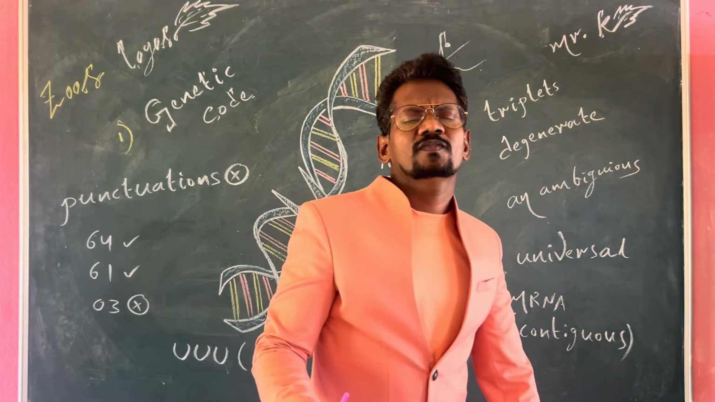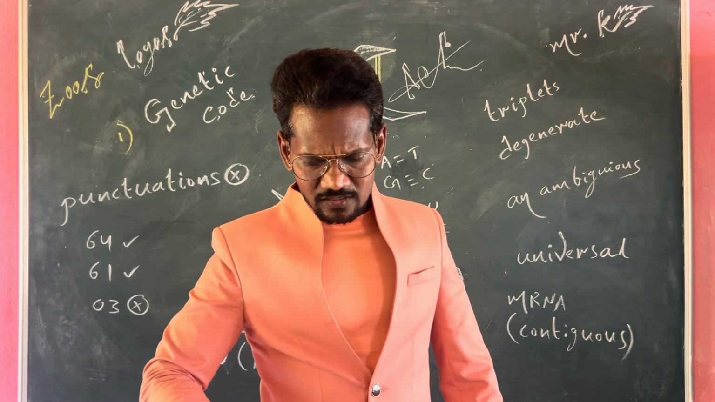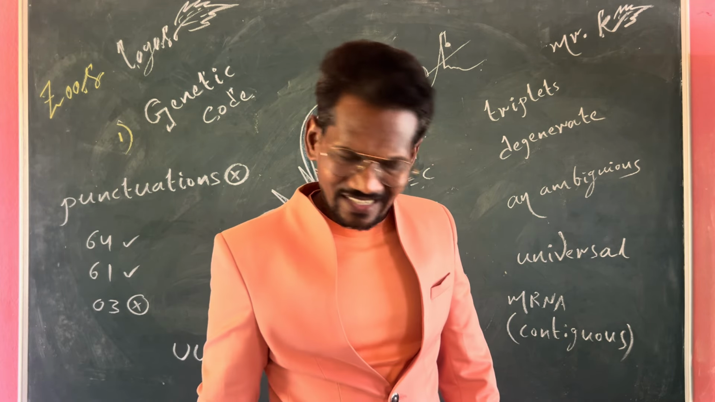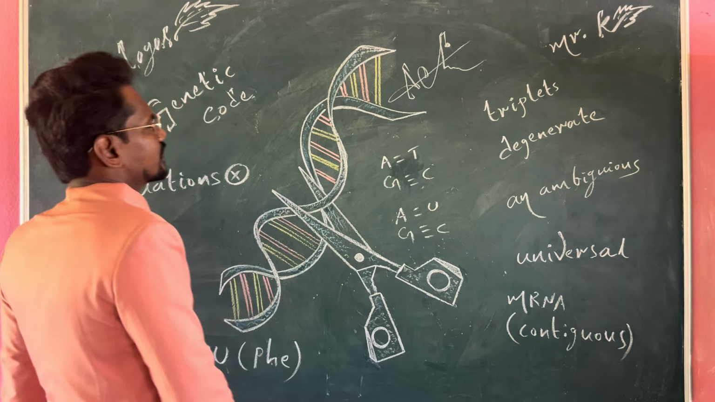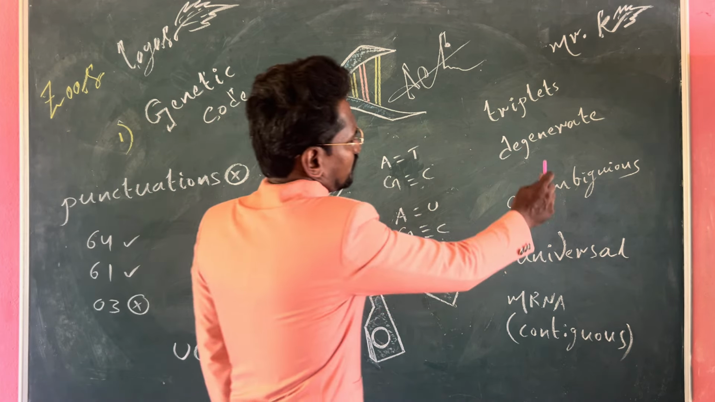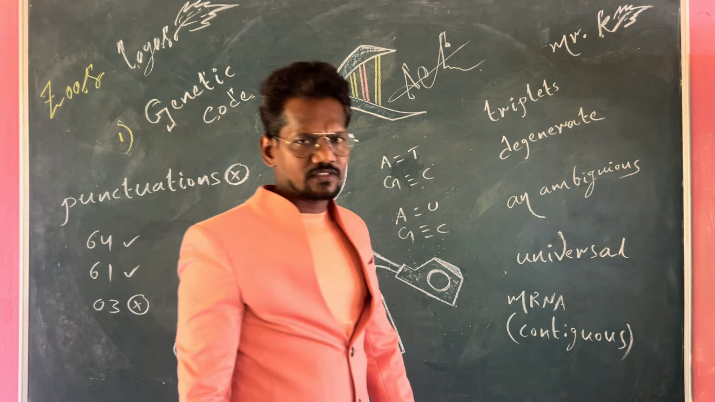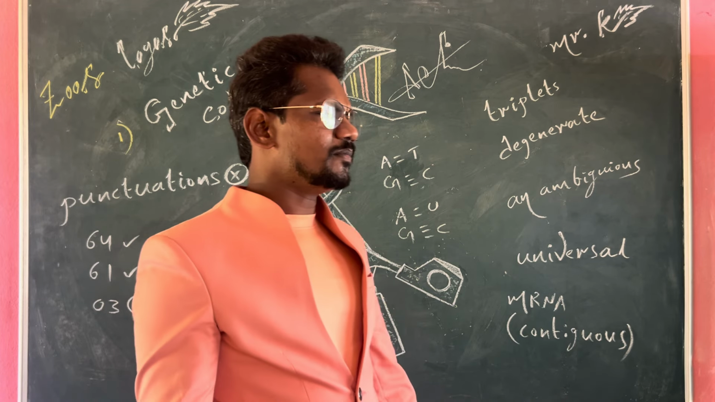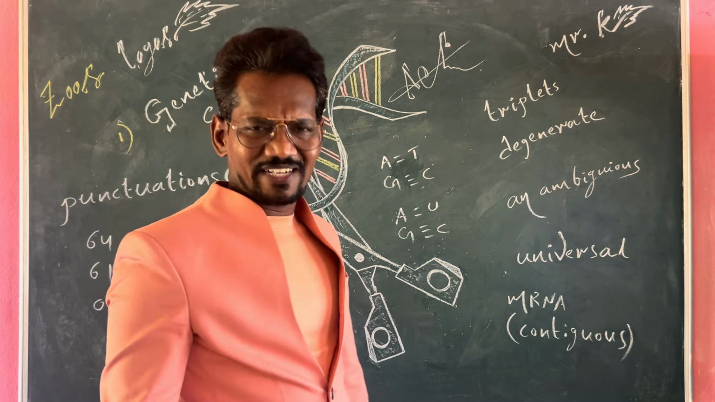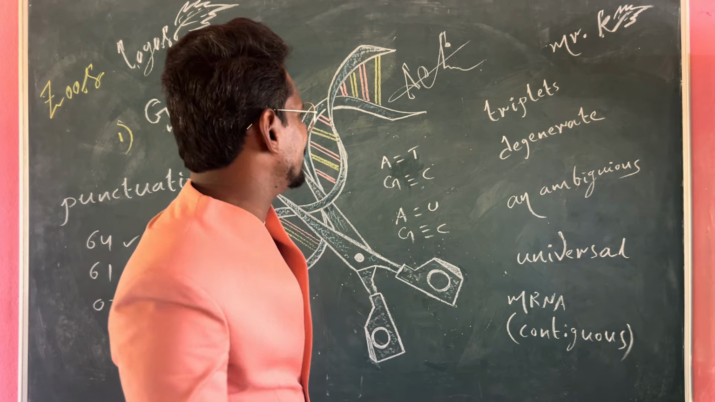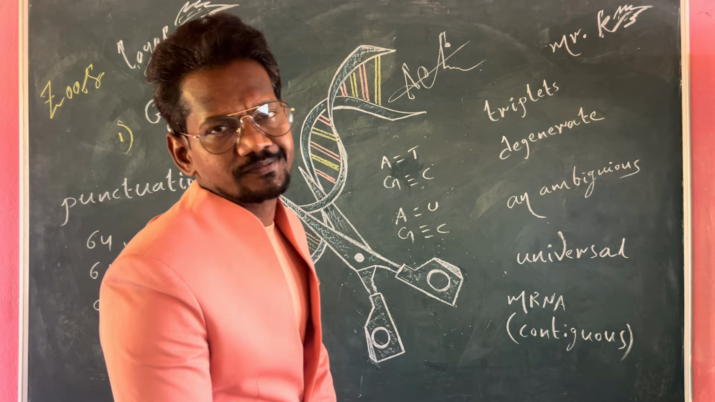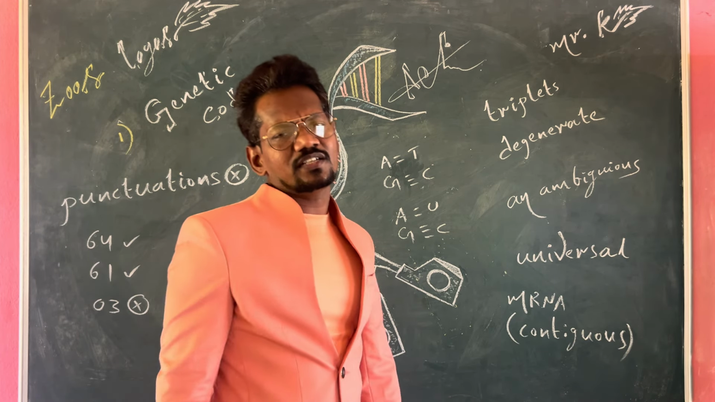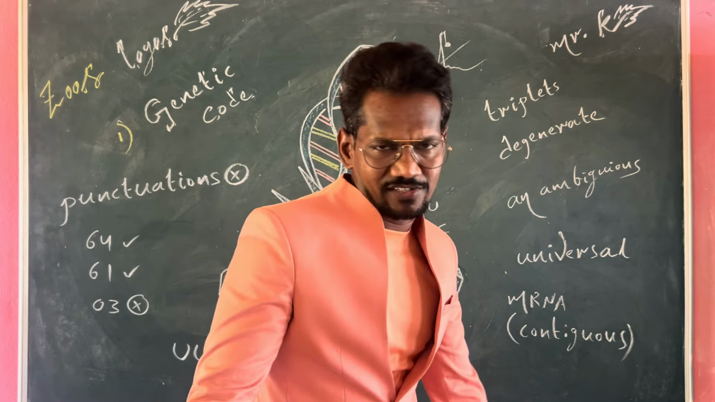This genetic code is responsible for the characters, appearance or behavior of a particular organism. The first one is that the genetic code is always in the form of triplets. Take an example, AUG. So in the form of triplets, the genetic code will be represented. Each and every triplet is known as a codon. So these codons are made by a triplet, nothing but 3 nucleotide sequences.